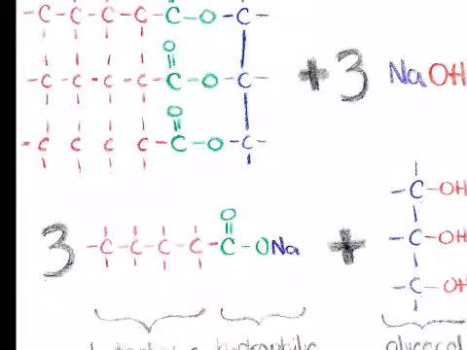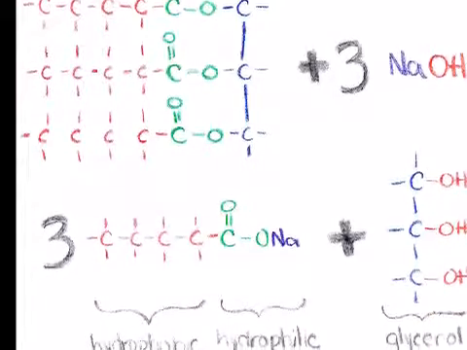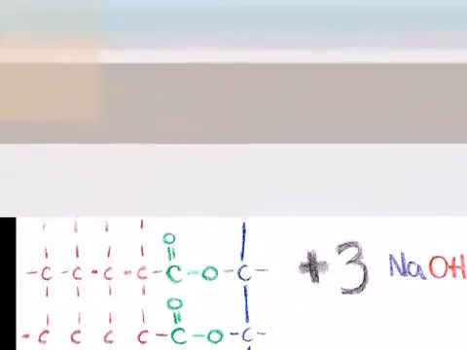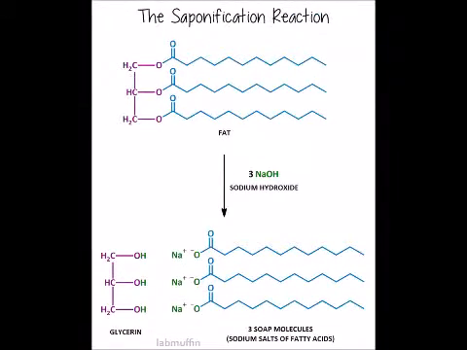As you can see in the products formed by saponification, the hydrocarbon fatty portion dissolves dirt and oils, while the ionic end makes it soluble in water. Therefore, it allows water to remove normally insoluble matter by emulsification.